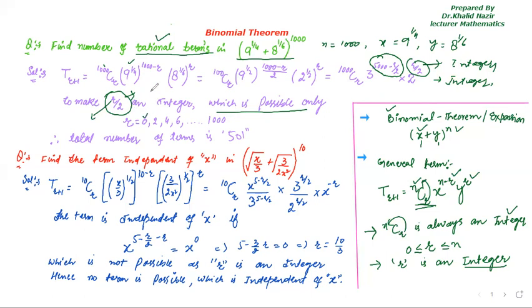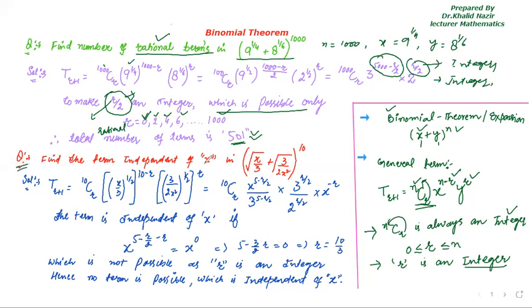So we choose it, since r takes values from 0 to 1000: 0, 2, 4, 6, only the even values, which are 501 in number. Actually, it is half of 1 to 1000, plus this one quantity. So this is 501. So the total number of rational terms is 501, right?